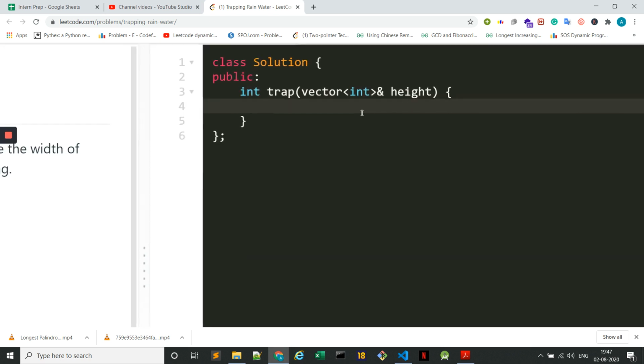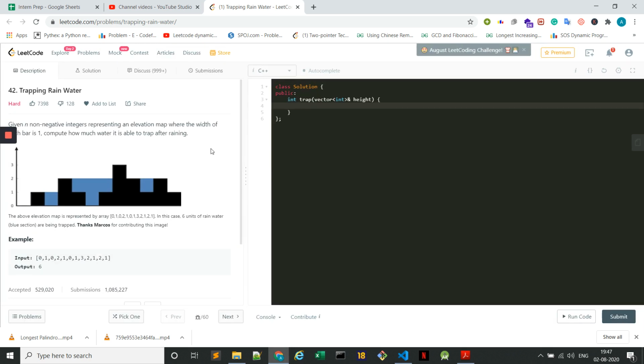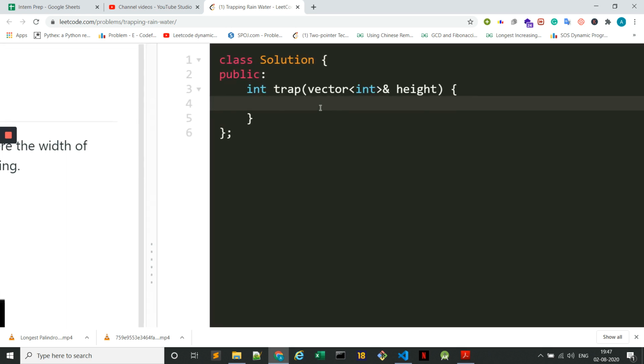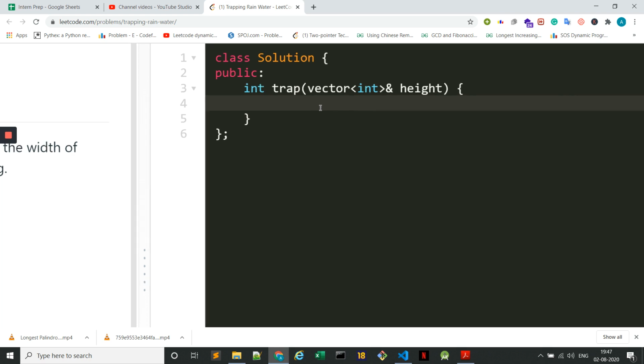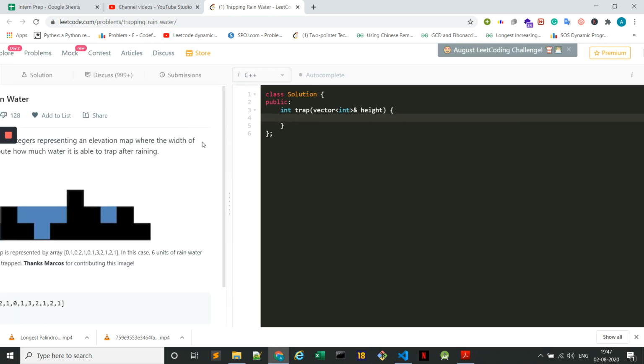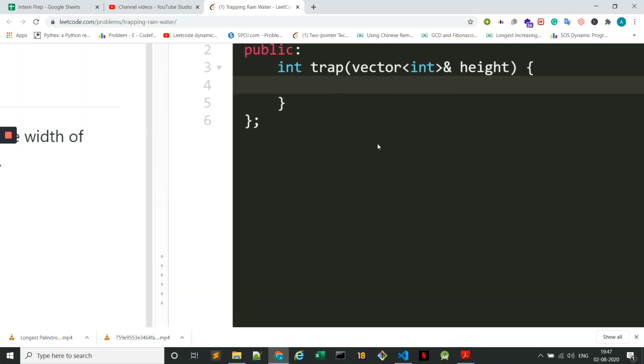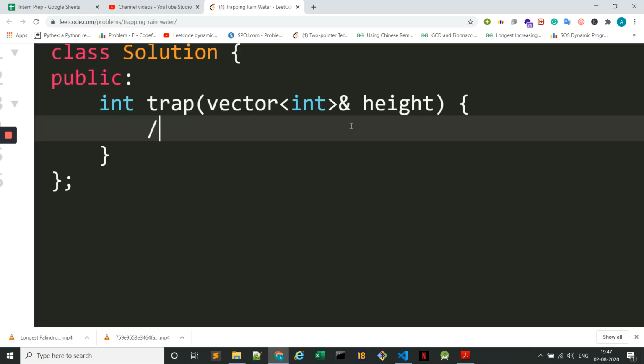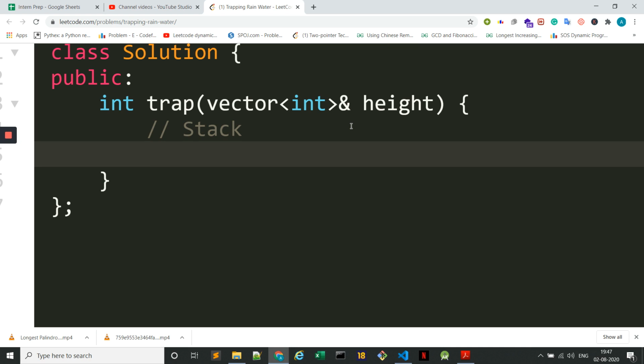This is also a famous question from the coding perspective. We should know that we will be using a stack to solve this question. We can also use dynamic programming to solve this question, but we will discuss the approaches in the later half of the video. Currently we are using a stack to solve the problem.